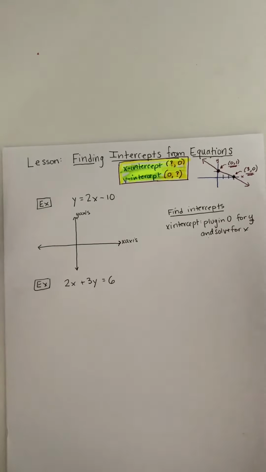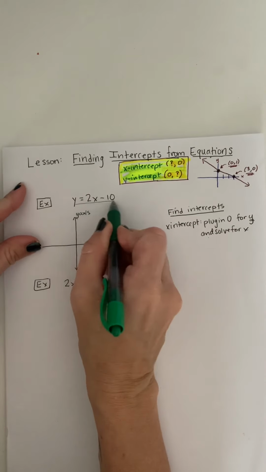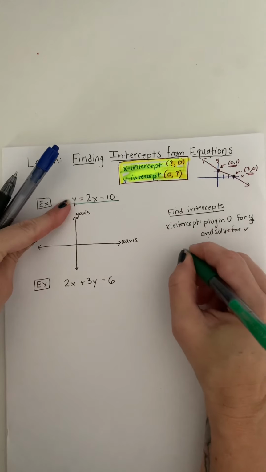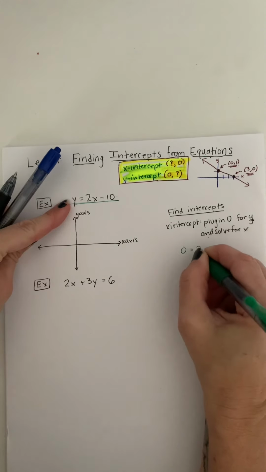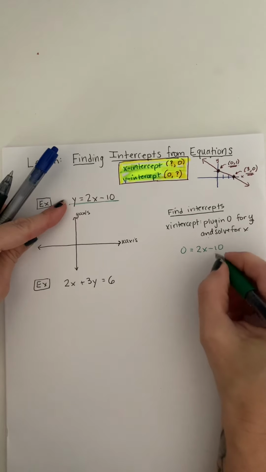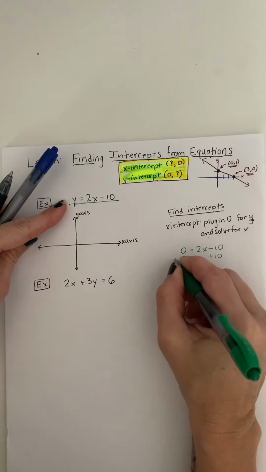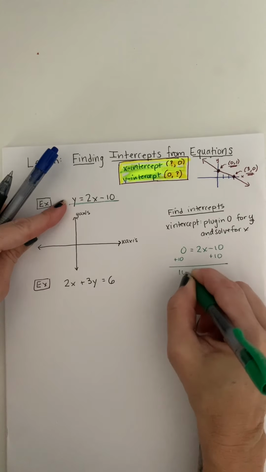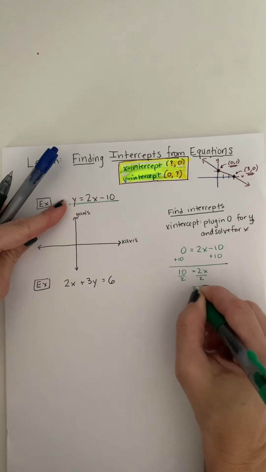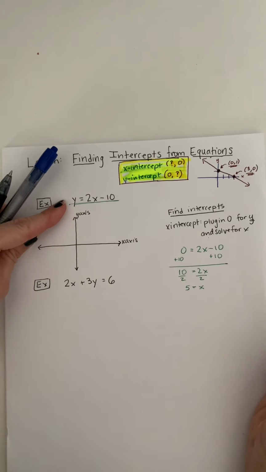So let's do that. Let's take our equation, plug in 0 for the y. So 0 equals 2x minus 10. And now solve for x, get x by itself. So I'm going to add 10 to both sides. 10 equals 2x. Divide both sides by 2. X equals 5. There's the x-intercept.